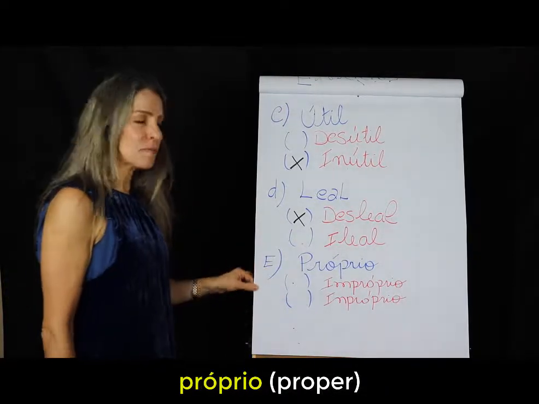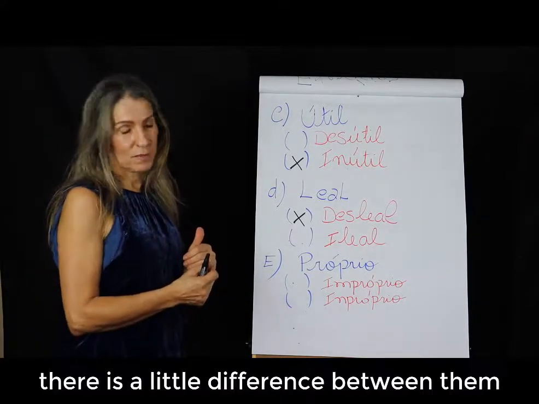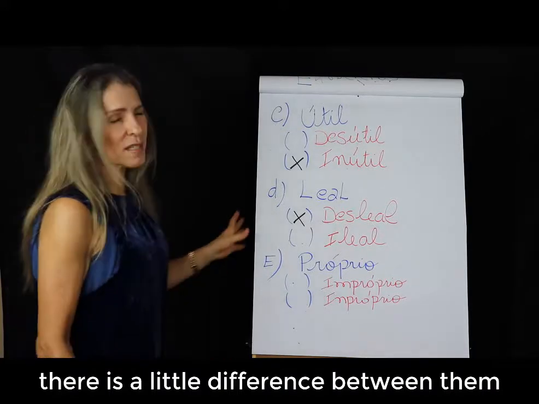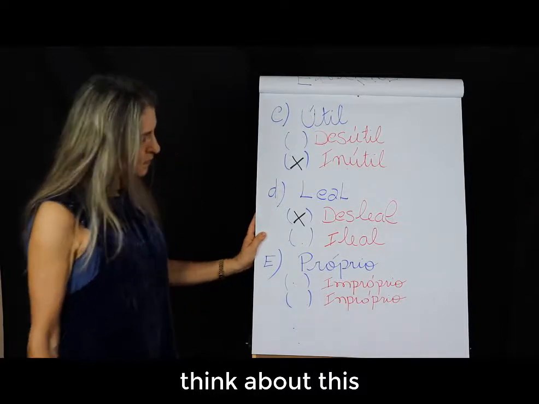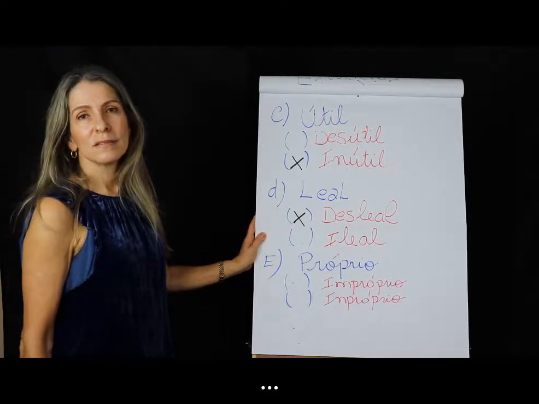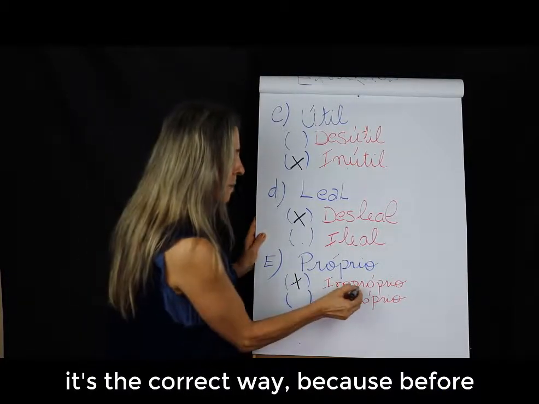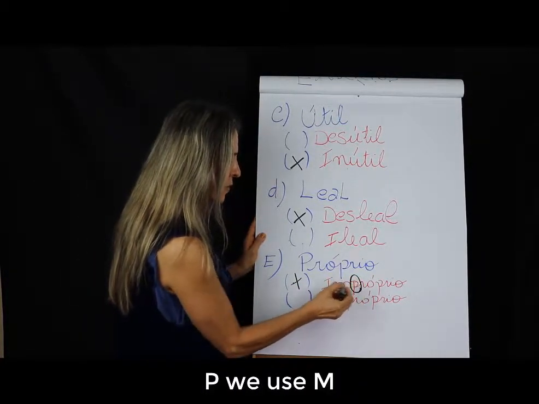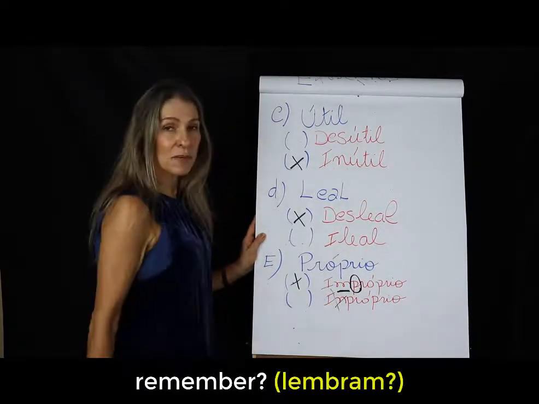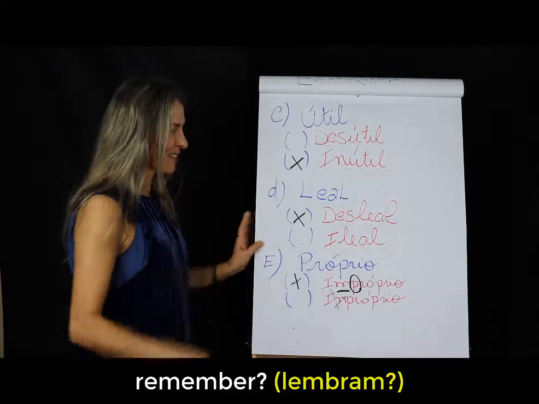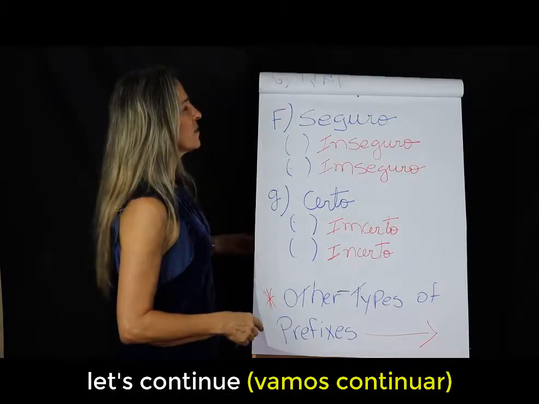Próprio, proper. So would you say impróprio or inpróprio? There is a little difference between them. Think about this. Okay, so if you chose impróprio, it's the correct way because before P, we use im. We don't use in. Remember? Lembram? Ok, good. Let's continue. Vamos continuar, hein?